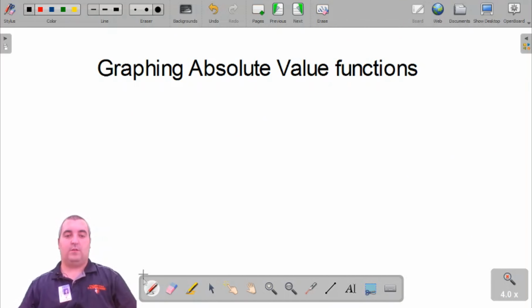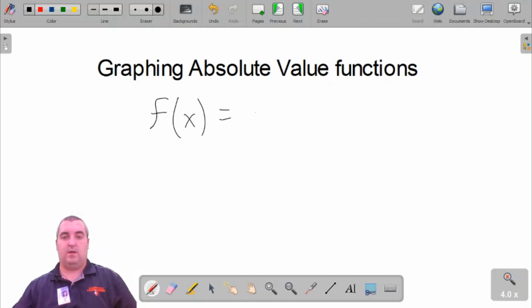Today we are talking about graphing absolute value functions. This assumes you know what the parent function looks like for an absolute value, that V shape. Really, today we're looking at just the transformations. With the absolute value, they're going to be in this form.